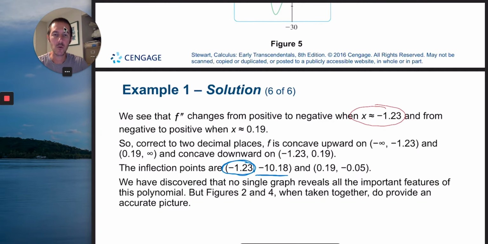We don't always have an inflection point when we have a change in concavity. Sometimes there's an asymptote or a hole, and the function's not defined at that x value. We've seen that in previous videos from this chapter. So maybe go back and check those out. You can take some additional notes there.